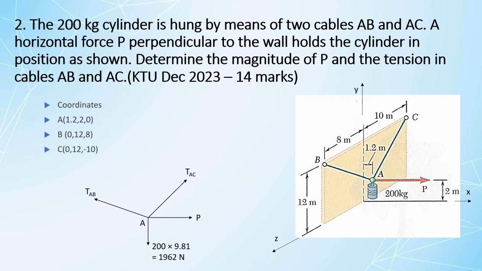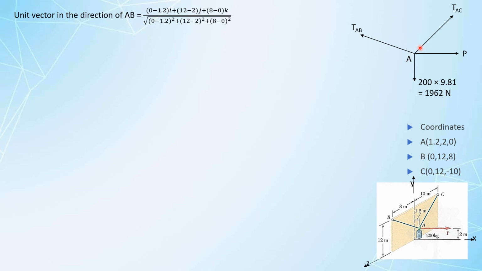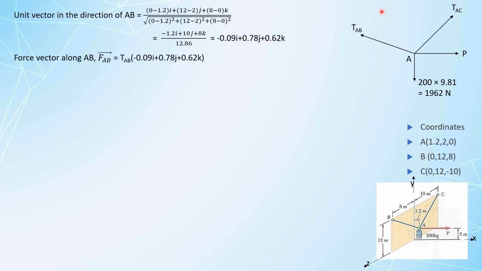Now we'll represent all the four forces in vector form. These are the coordinates, and we'll take TAB first. It is from A to B, so the terms will be coordinates of B minus coordinates of A. That is how you write the unit vector. The magnitude of the force is taken as TAB, so TAB into this unit vector will give you the force vector.